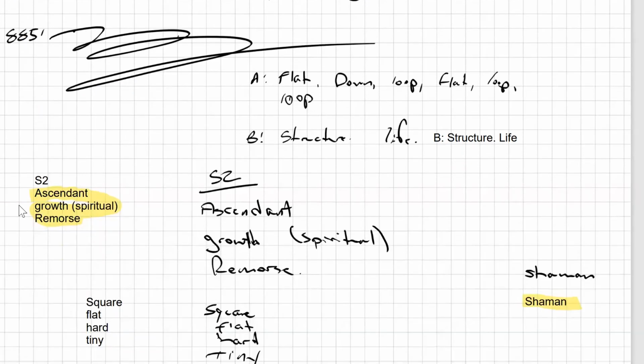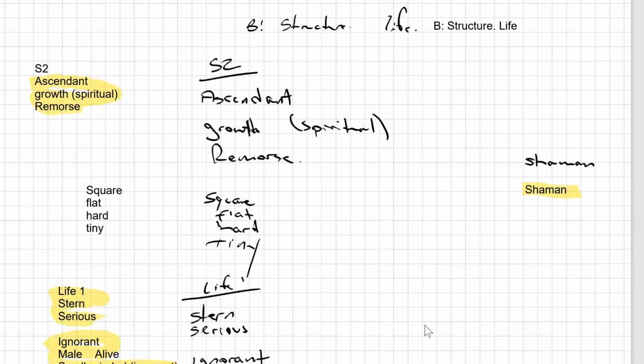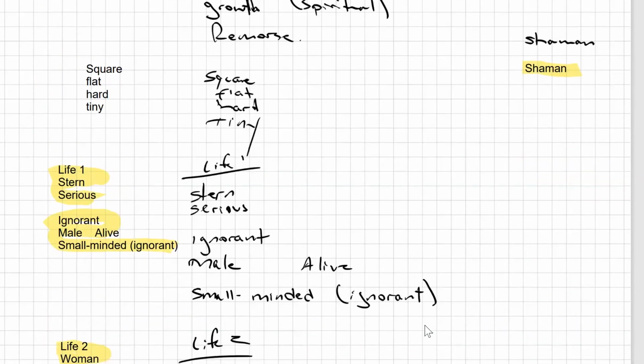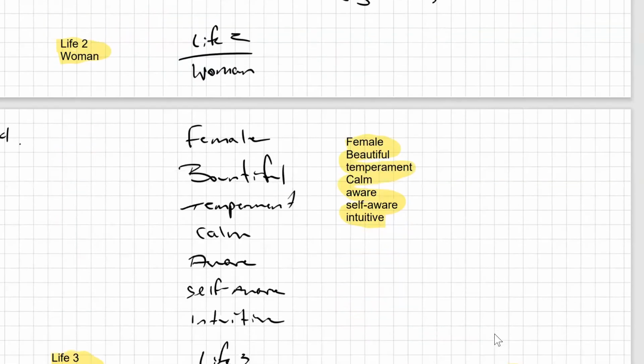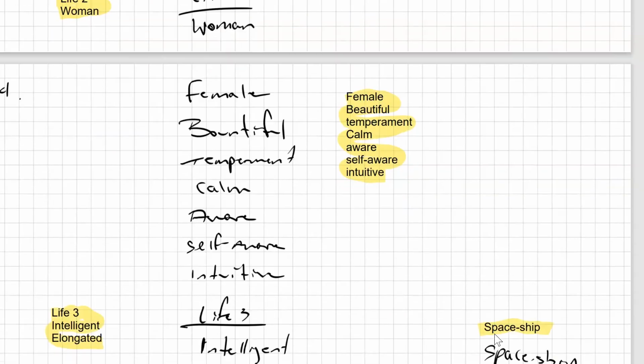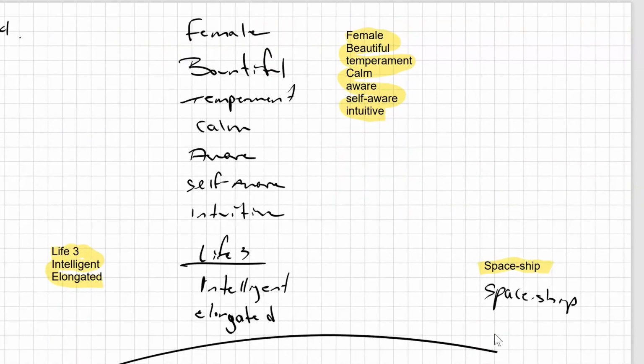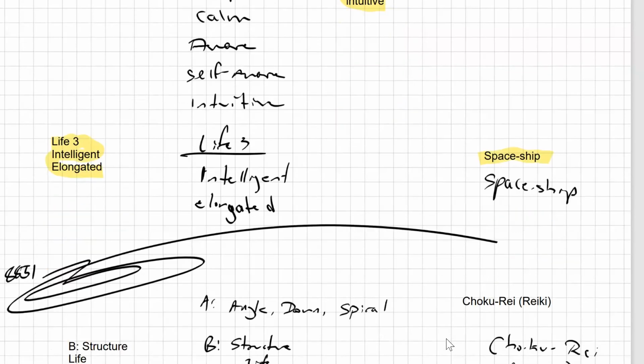There is an ascendant or growth, spiritual growth, and remorse. An AOL of a shaman. Life 1 was stern and serious, ignorant. He was male, alive, small-minded, meaning ignorant. And Life 2 was a woman, female, beautiful, temperament, calm, self-aware, and she was intuitive. And then I had a third life that was intelligent and elongated and had an AOL of a spaceship. Are things getting weird here? Quite possibly.